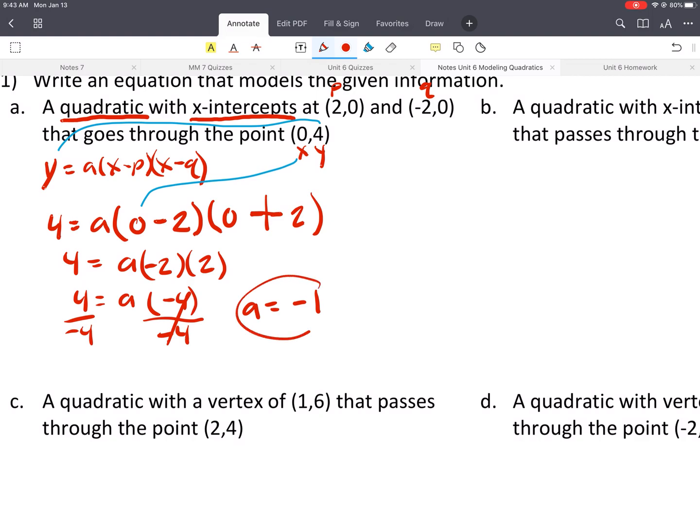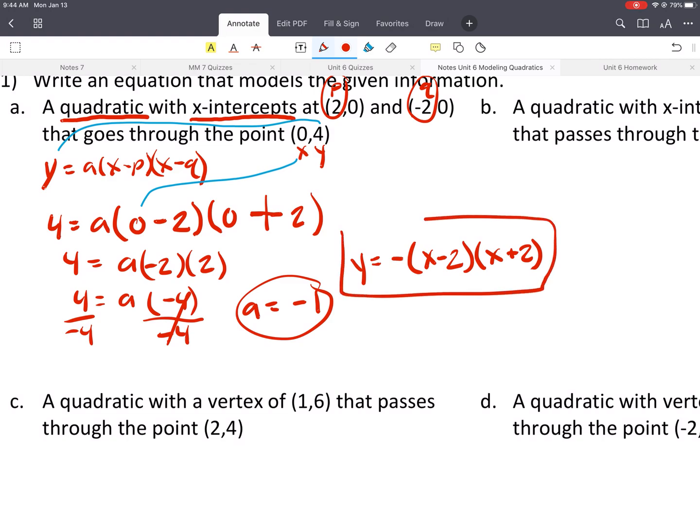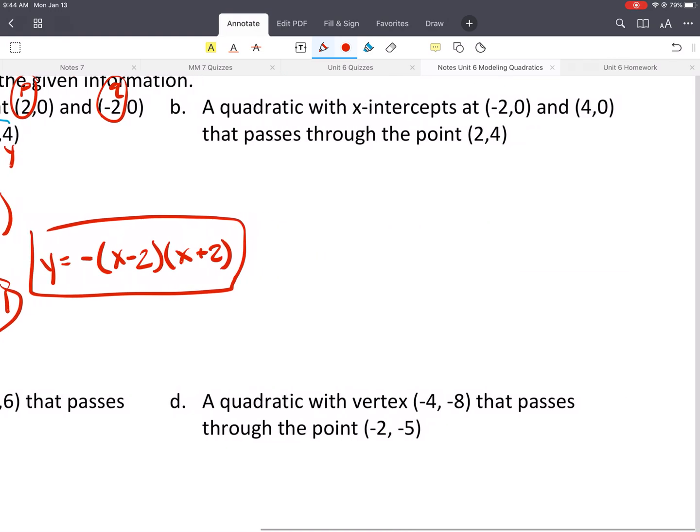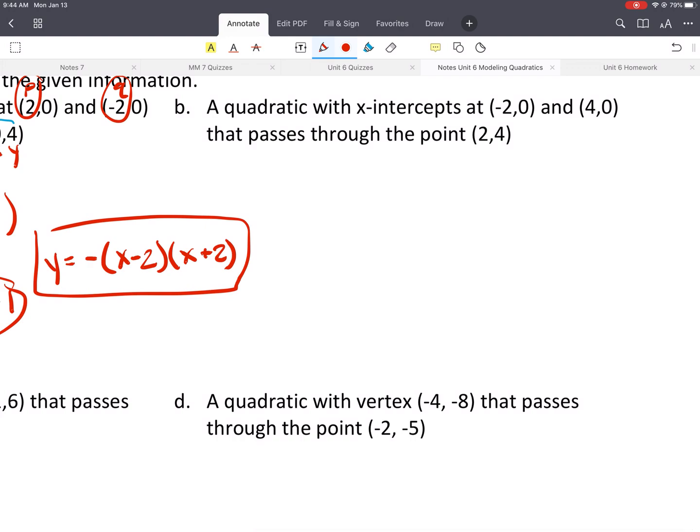Now we have our a, we have our p and q, so now we can write our equation. Y equals a, you just do negative 1 or just negative, either way, and then we'd do x minus p and x minus q, which gives us a positive 2, okay? And that would be your answer. Okay, so pause and see if you can do B by yourself, okay?